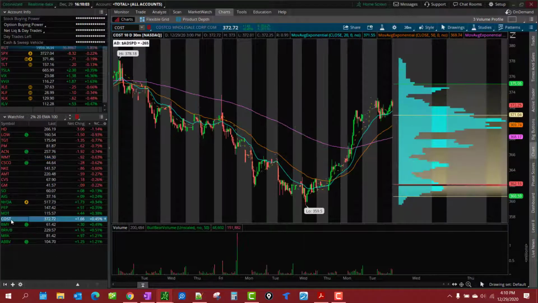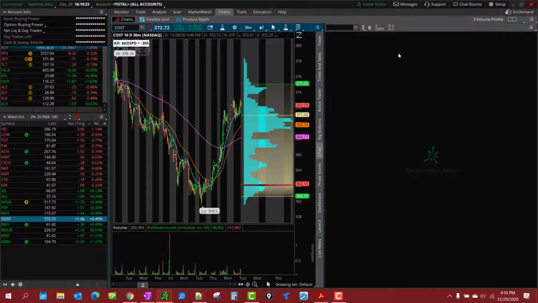How about Costco? Costco's above the value area extreme. The probabilities are it's going to go down here, but I did not put a put spread on Costco. I put call spreads on it. I'll show you why. Because the value area extreme is not all I look at when I'm making a decision.